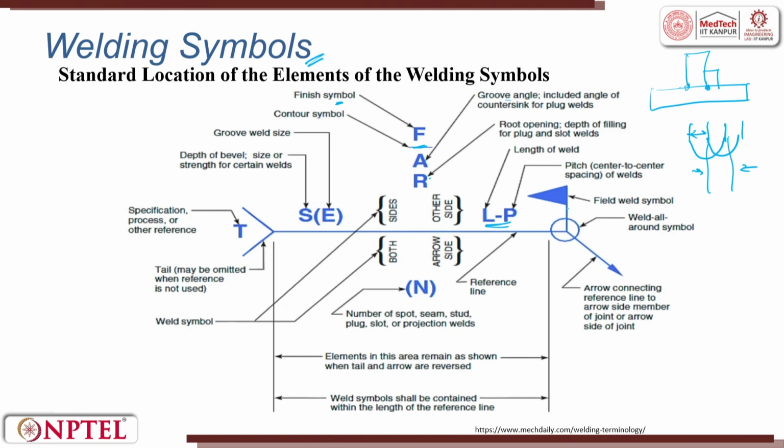Now, here on the arrow side, they talk about the field weld symbol, then the weld-all-around symbol. This means all around you have to do welding. The arrow connecting the reference line to the arrow side member of the joint can be done here. This is only for arc welding. Arc is continuous, but when you want to do spot welding, you are supposed to say how many spots. The number of spots is given, and this is resistance welding. The element in the area remains as shown when tail and arrow are reversed.